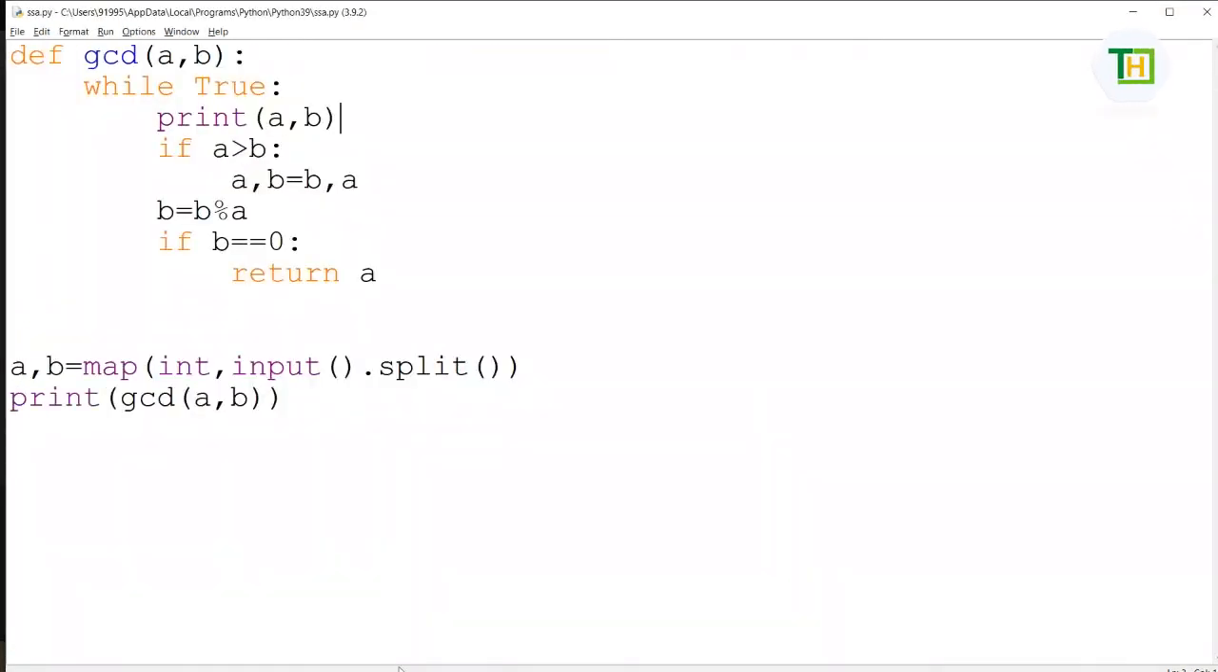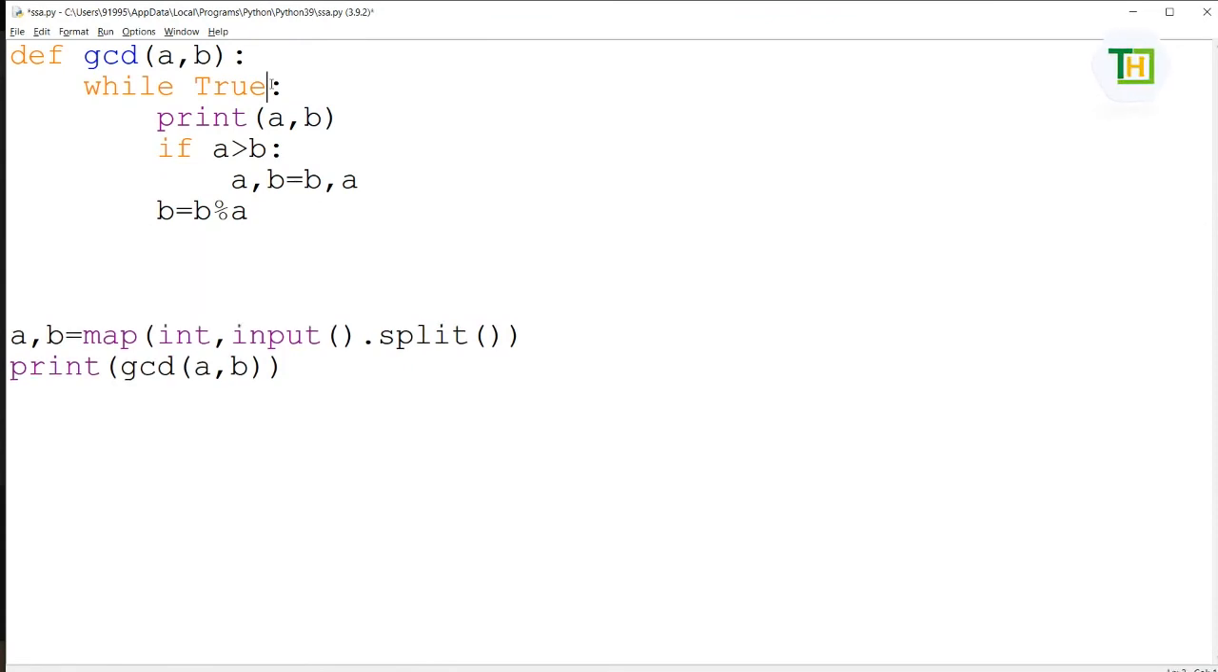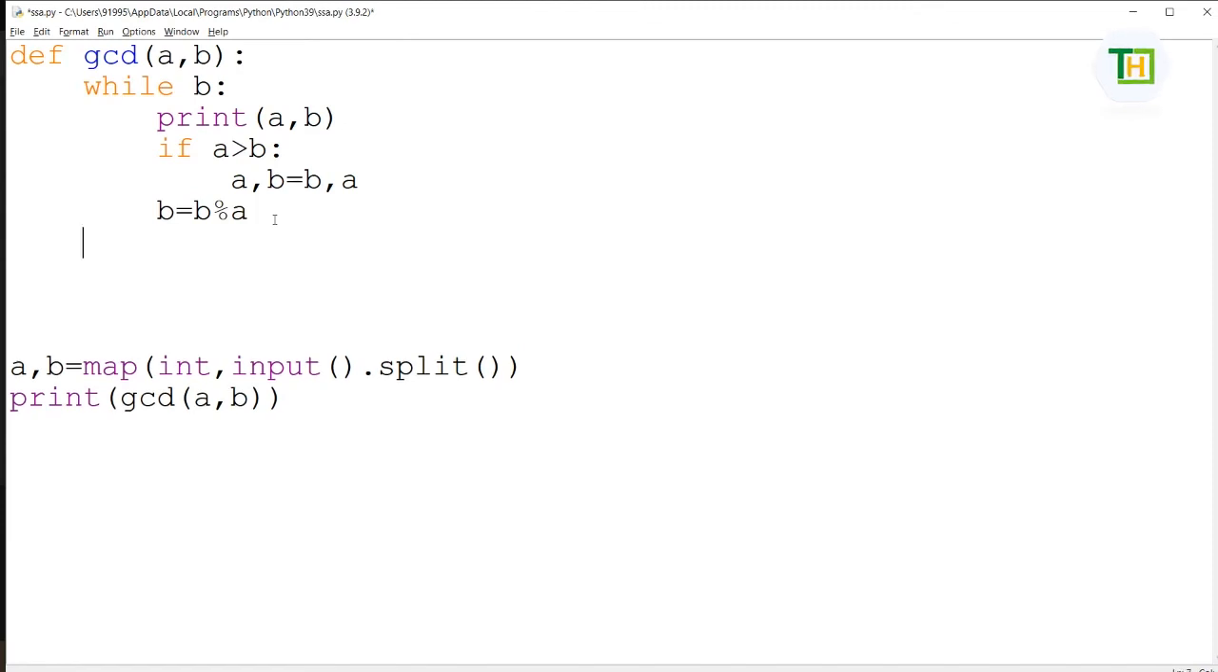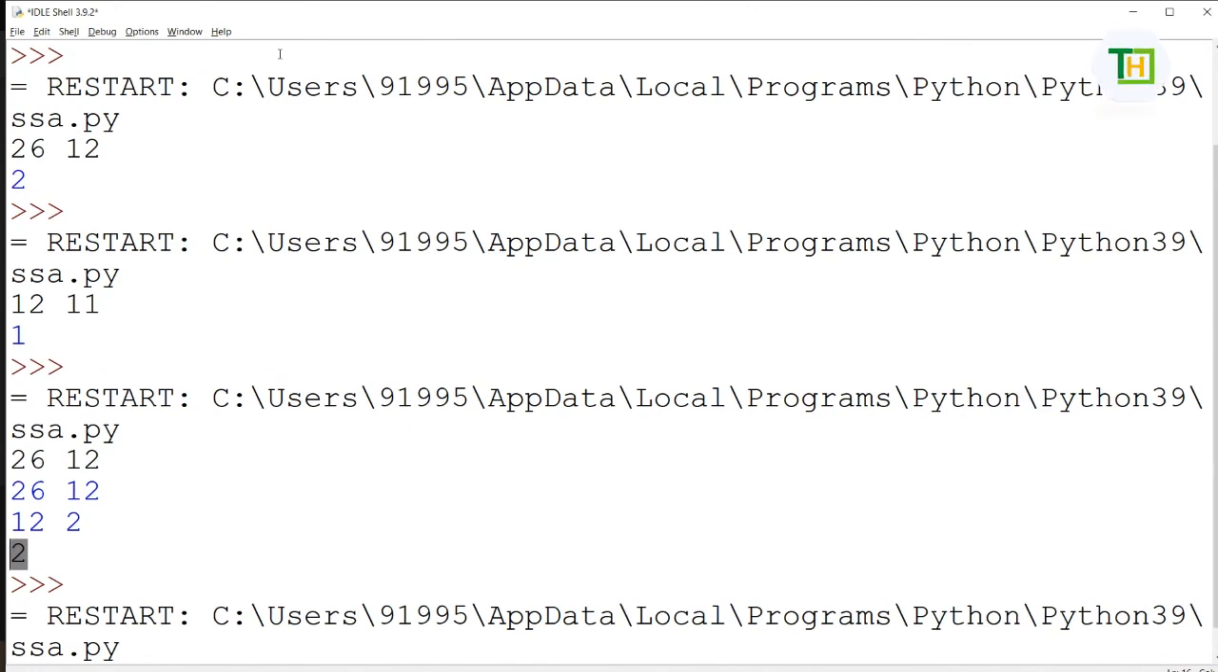For example, instead of writing this one, I'm going to delete this. Here I'm going to write B: while B. I'm going to dry run it, then you will understand more clearly. For example, the input values are going to be 48 and 42.